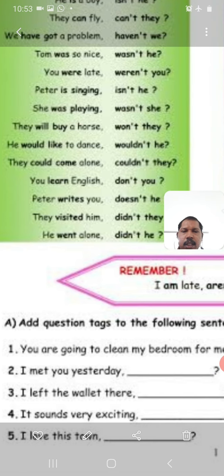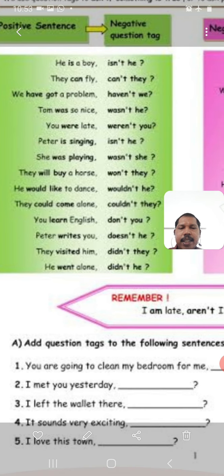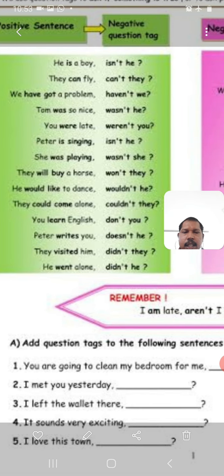See, some questions are given. You can try to answer. Practice it. Add question tags to the following sentences. You are going to clean my bedroom for me. So are is the helping verb here. So what will be the negative? Aren't, and the subject is you. So aren't you.